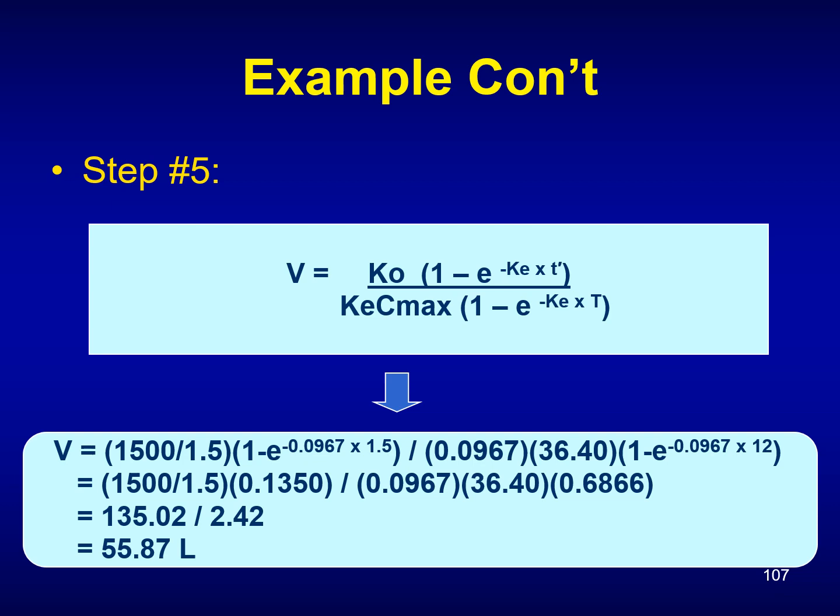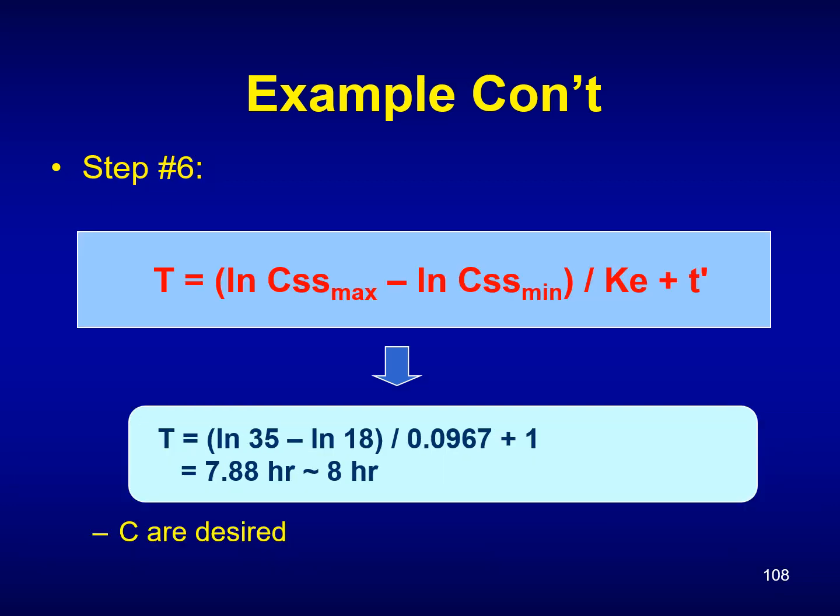gives us a volume of distribution of 55.87 liters. Step 6, with this information, we'd like to target now a desired Cmax and C minimum and come up with a new dosing interval. So this new dosing interval uses desired Cmax of 35, desired C minimum 18, patient's true Ke, infusion time of 1 hour, and gives us approximately an 8-hour dosing interval.